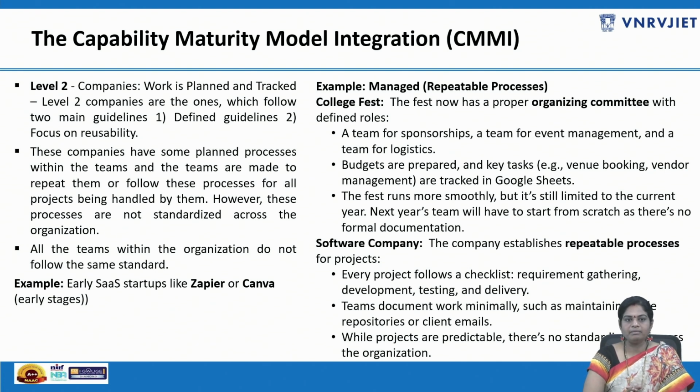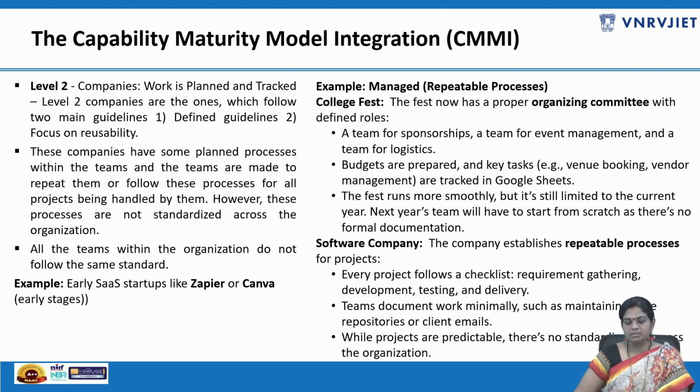The tagline is: work is planned and tracked. So what do these companies do? They follow two main guidelines: defined guidelines and a focus on reusability. They have planned processes within the teams, and these teams are trained to repeat and follow these processes for all the projects they handle. However, these processes are not standardized, but we make sure they are followed regularly in all projects. So all the teams within the organization do not follow the same standard. Some companies in the early stages of this level, like Zapier and Canva, can be considered here. As per current internet information, these are the two companies we can take as examples.